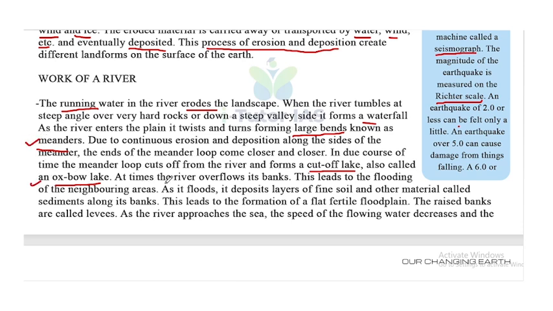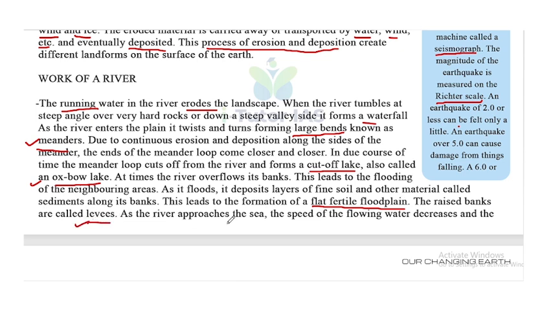At times, the river overflows its banks, which leads to the flooding of the neighboring areas. As it floods, it deposits layers of fine soil and other materials called sediments along its bank. So this leads to the formation of a flat, fertile floodplain. The raised banks are called levees.